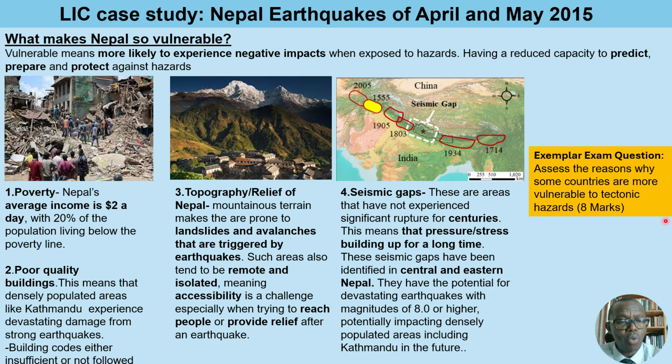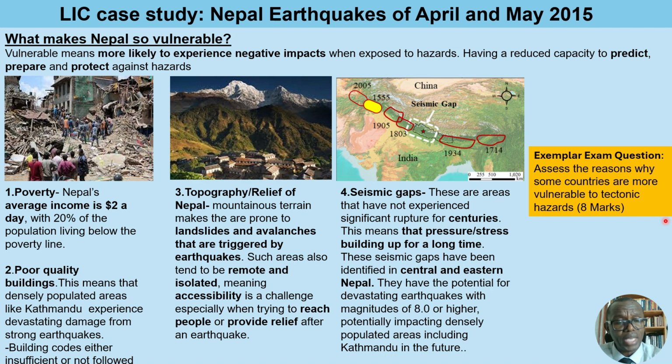And the first reason why Nepal is vulnerable is its poverty. Nepal's average income is $2 a day, and that means that 20% of the population is living below the poverty line. That's quite a significant number of people because it's 1/5 of the population. One out of every 5 people in Nepal is living below the poverty line.